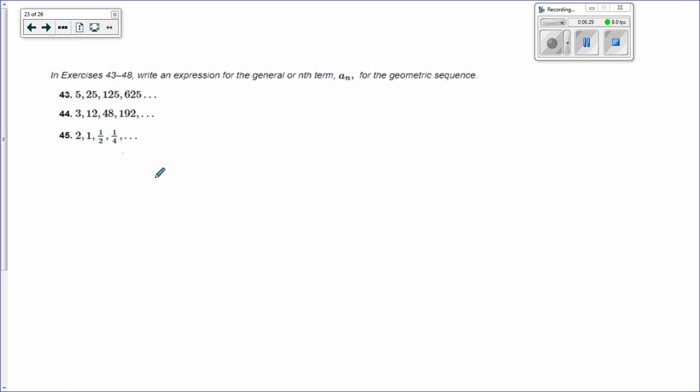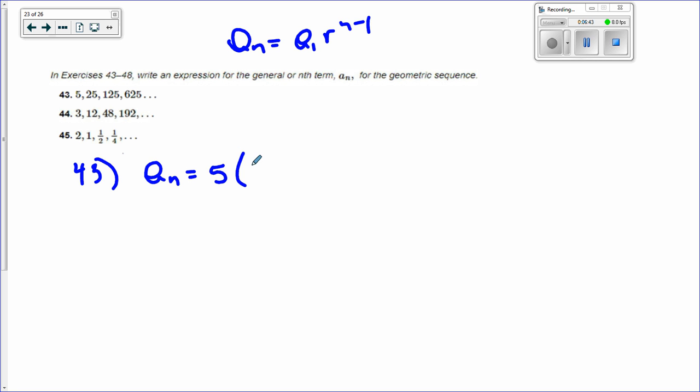Okay, so for number 43, again, let me write the formula down. A sub n equals a sub 1 r to the n minus 1. So a sub n equals 5, and then r is 5. And so then this would be n minus 1. Now this one, because these are both 5s, we're going to simplify it a little bit more based on what we did in the last section.